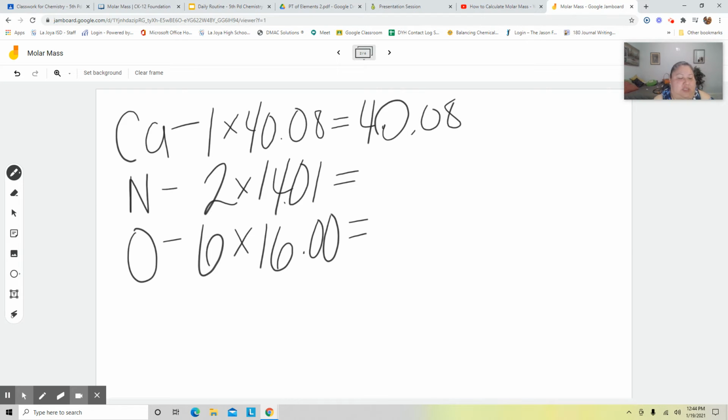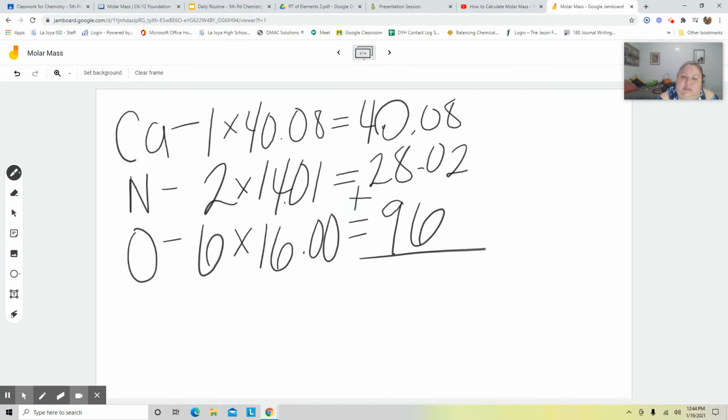But 2 times 14.01? 28.02. Remember, it's 14.01, so 28.02. There's a decimal in there. And then the last one, 6 times 16. Did everybody get 96? And the last part is to add.